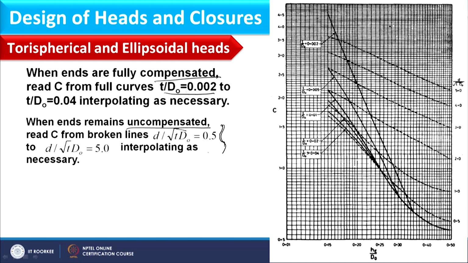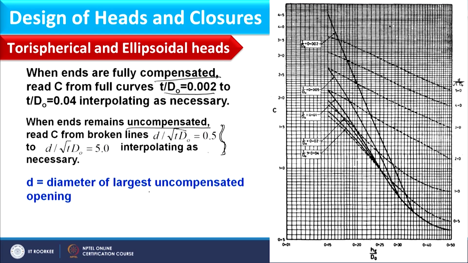If you consider this statement here, small d is basically the diameter of the largest uncompensated opening. For example, in a head I am preparing 2-3 openings. One has, let's say, diameter 0.05 meter and another has, let's say, 0.7 meter. So D would be 0.7 in that case. Considering that D, you need to find the value of C for a given HE by D naught value. I hope it is clear.